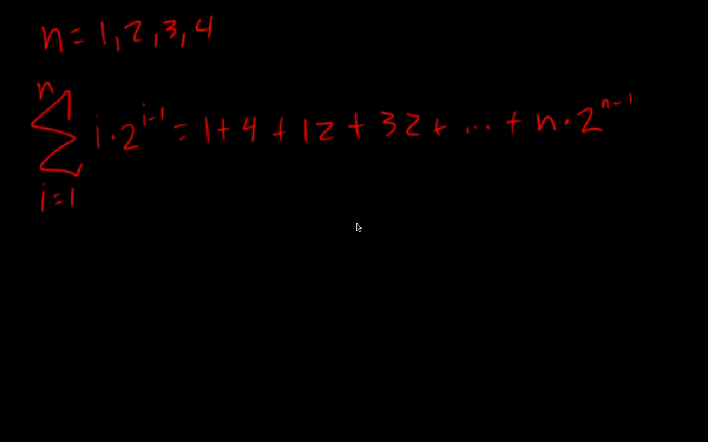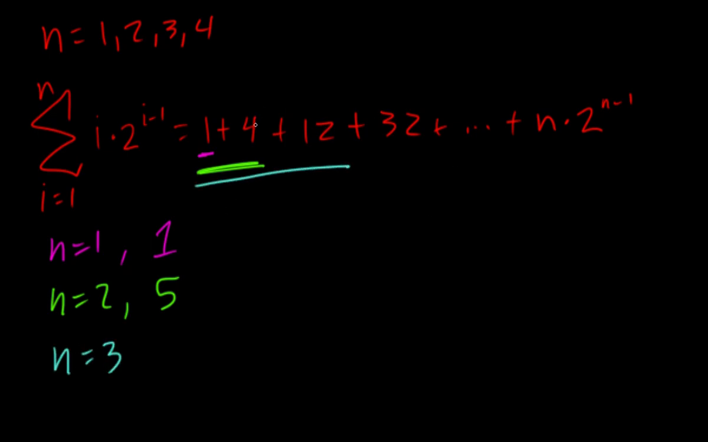Okay, so now we're going to do this other example. By examining the cases n equals 1, 2, 3, and 4, make a conjecture about the sum. For n equals 1, we're only going to add the first one, we get a 1. For n equals 2, we're going to add the first two, so 1 plus 4, which gives us a 5. For n equals 3, we add the first 3, and for the last one, n equals 4, we're going to do 32 plus 12 plus 4 plus 1, and so we get 49.